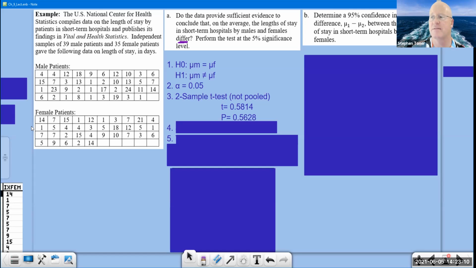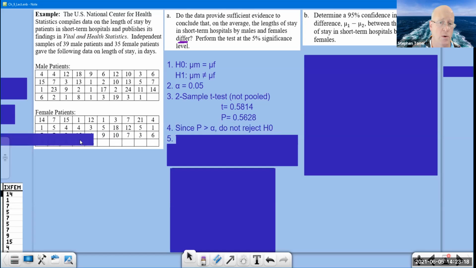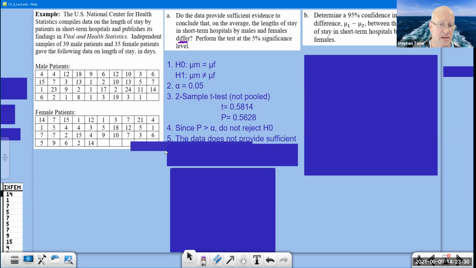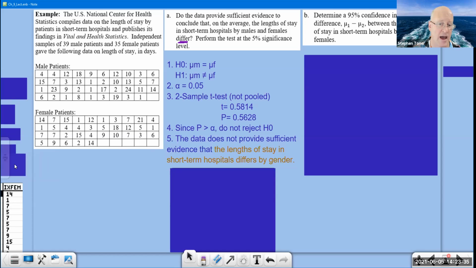We look at that p-value, about 56%. We say, hey, that's way above alpha, which is 5%. So since P is greater than alpha, we are not going to reject the null hypothesis. And anytime we don't reject the null hypothesis, we know how to word our conclusion. The data does not provide sufficient evidence that the length of stays in short-term hospitals differs by gender. That's just what it was asking about right there.